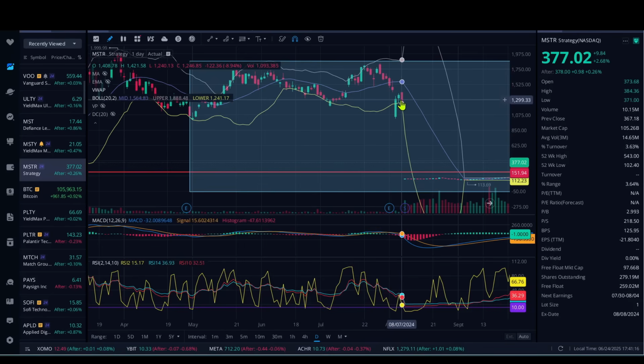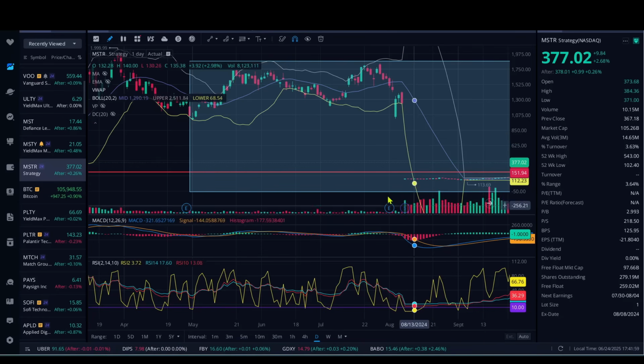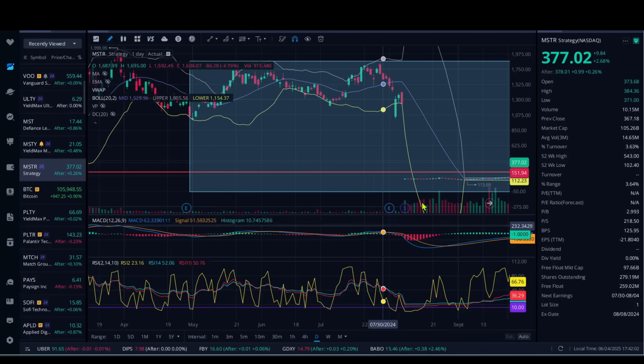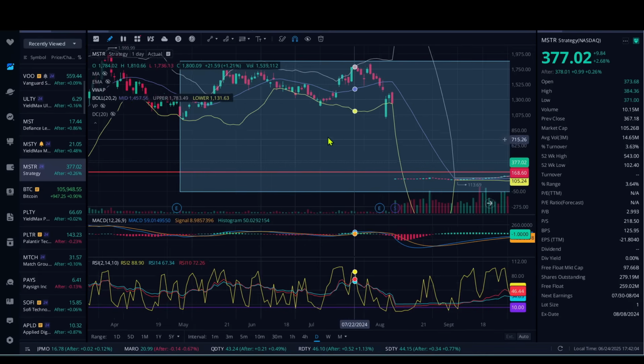of a sudden on August the 7th, that next day, boom, the price went from a close of $1,246 to an open price of $130. Whoa, what a fall, right? Wait a minute, something don't look right. Notice there's a little S down here, right? That S is standing for split, okay?